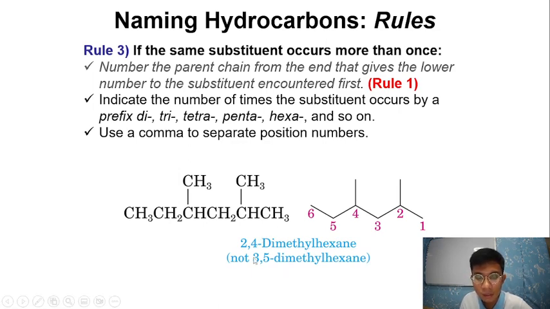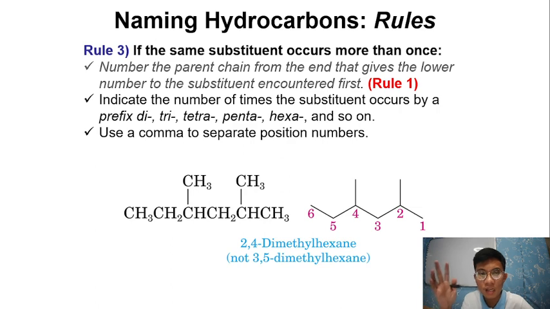Yeah. So, that's the correct name for this structure. So, it's not 3, 5 kasi ito ay kapag nag-start ka dito sa may kaliwa, this will become 1, 2, 3, 4, 5. So, mali yung 3, 5. Dapat mas mababang number yung maibigay natin doon sa ating substituent.